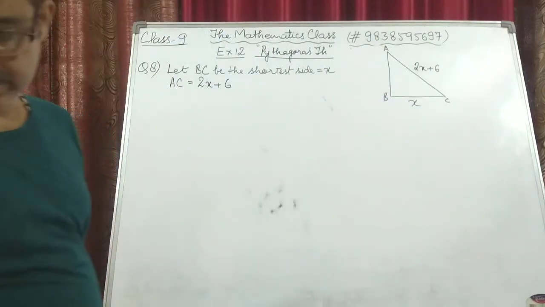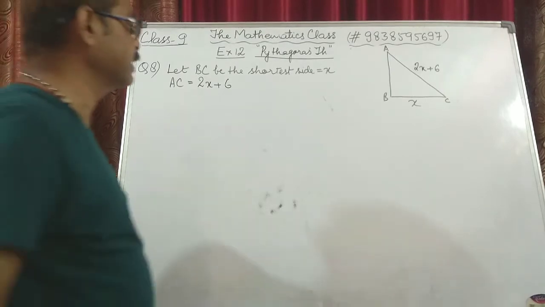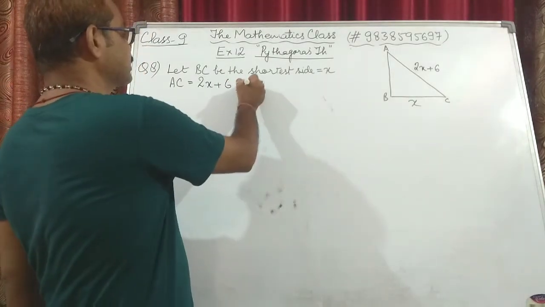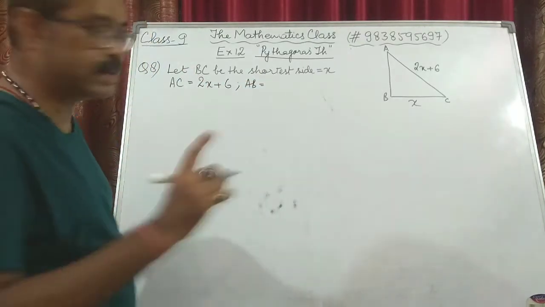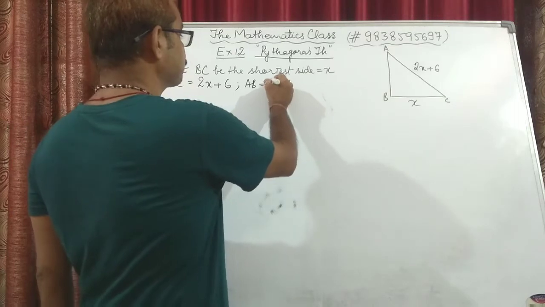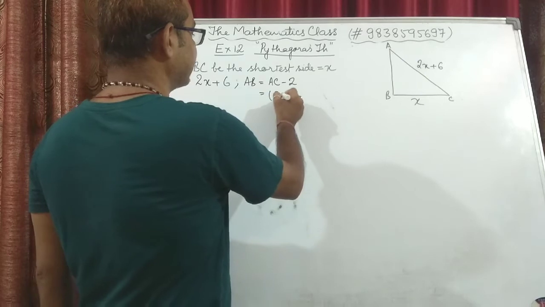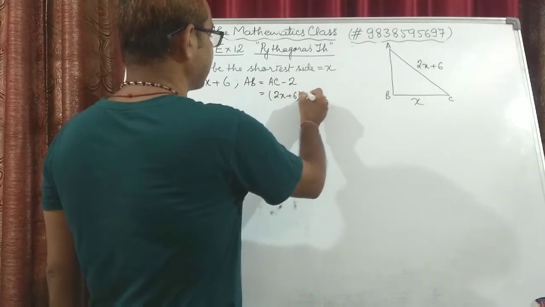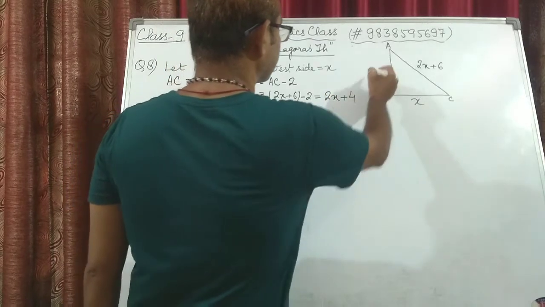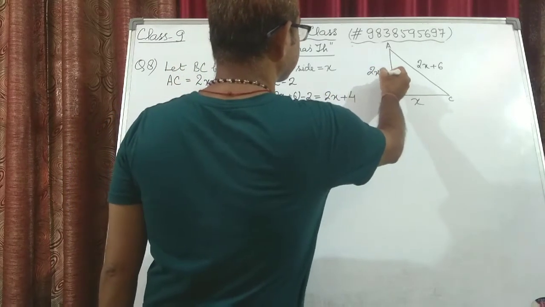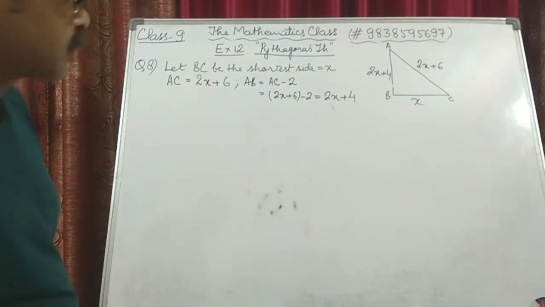And what do they say about the third side? They say the third side is 2 meters less than the hypotenuse. The third side is AB, that is 2 meters less than the hypotenuse, so it is AC minus 2. AC is 2x plus 6, minus 2. When we solve it, we will get 2x plus 4. So the value of this side is 2x plus 4. We have to find the sides of the triangle.